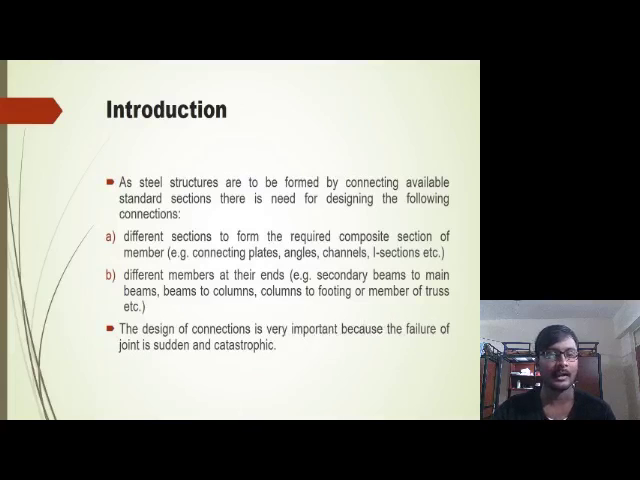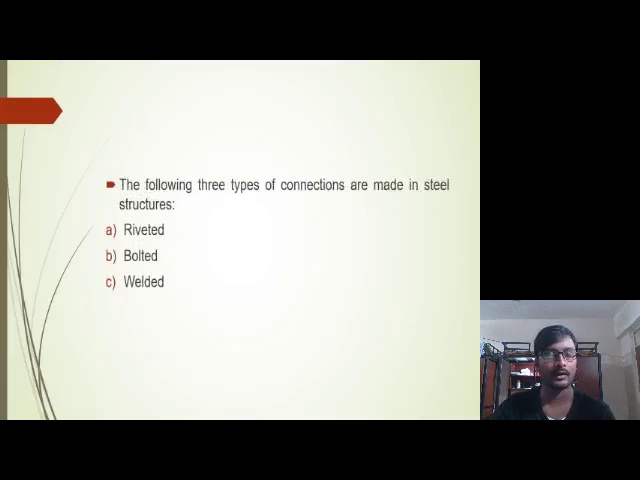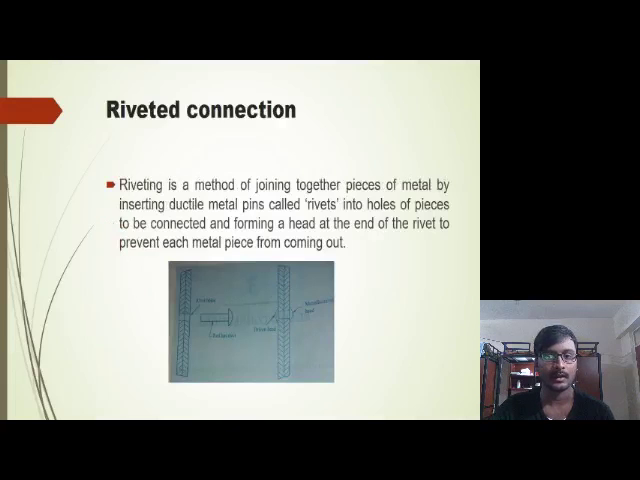When coming to the design of connections, it is very important because the failure of a joint is sudden, and it will be a disaster to the steel structure. The structure may collapse without any intimation. Coming to the types of connections, there are basically three types of connections in steel structures. They are riveted, bolted, and welded. In this session, we will see about riveted and bolted connections, their types, advantages, and disadvantages.